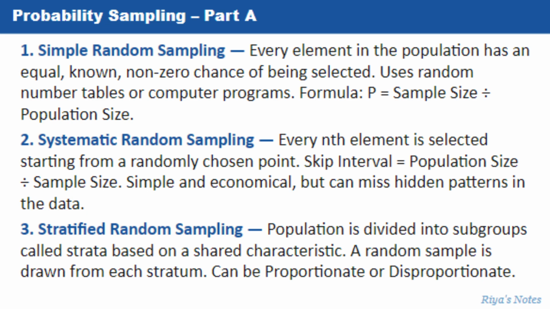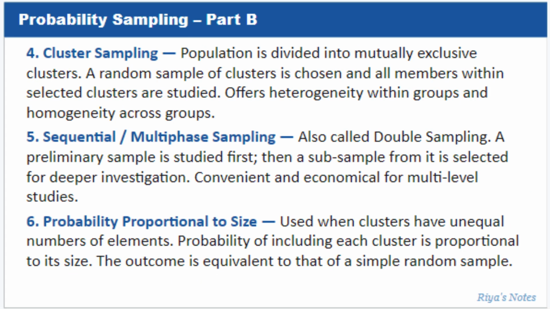3. Stratified random sampling. Population is divided into subgroups called strata based on a shared characteristic. A random sample is drawn from each stratum. Can be proportionate or disproportionate. Probability sampling, Part B.